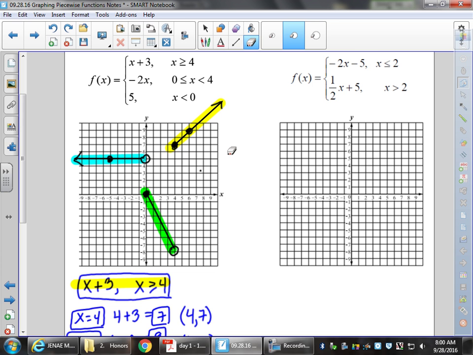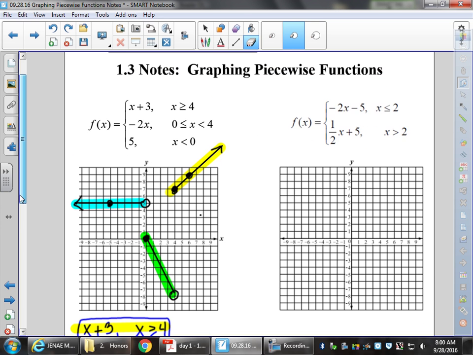Good? Steps don't change. Let's apply the same steps. Work on the second graph on your own.